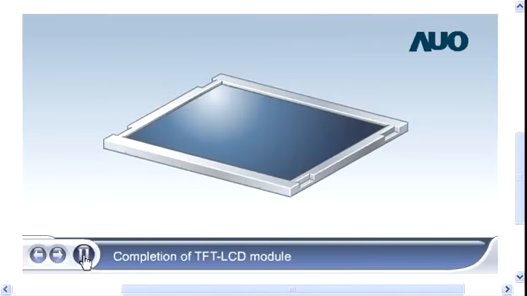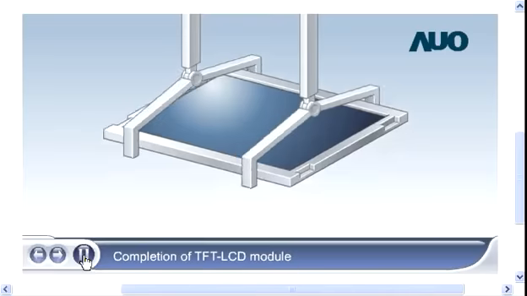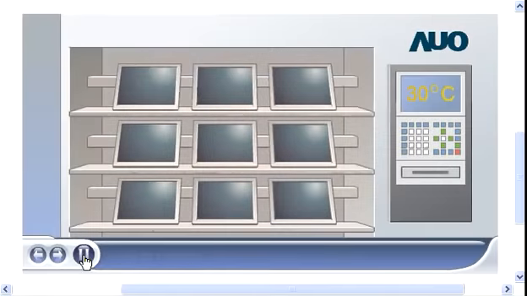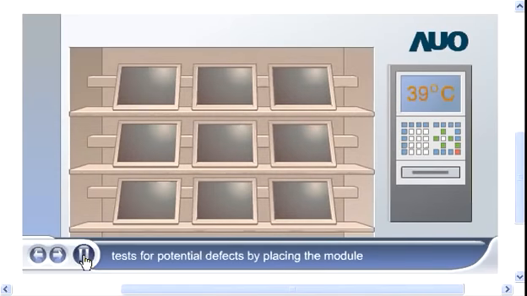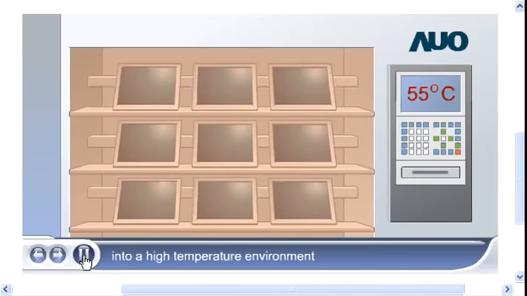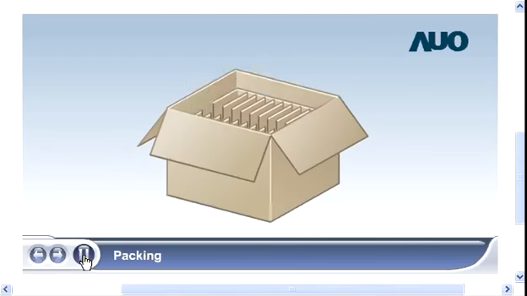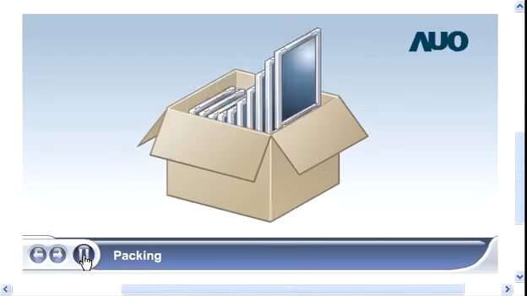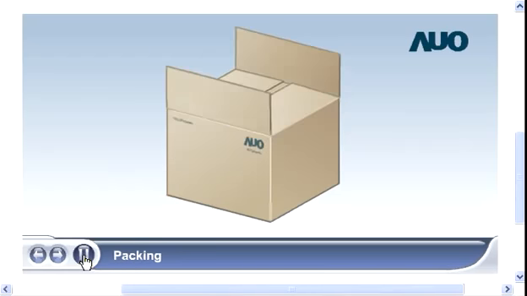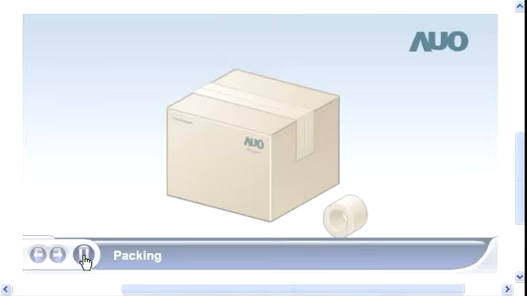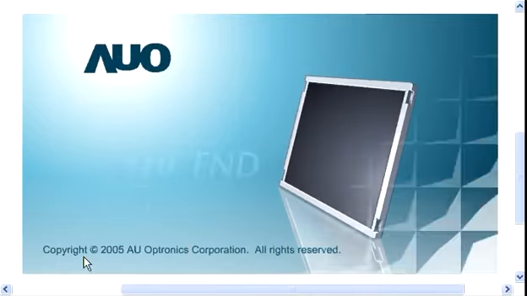And in order to make it robust, you need to have a metal bezel there. And then to age it to make the optical and electrical properties stable. And packing. That's it.